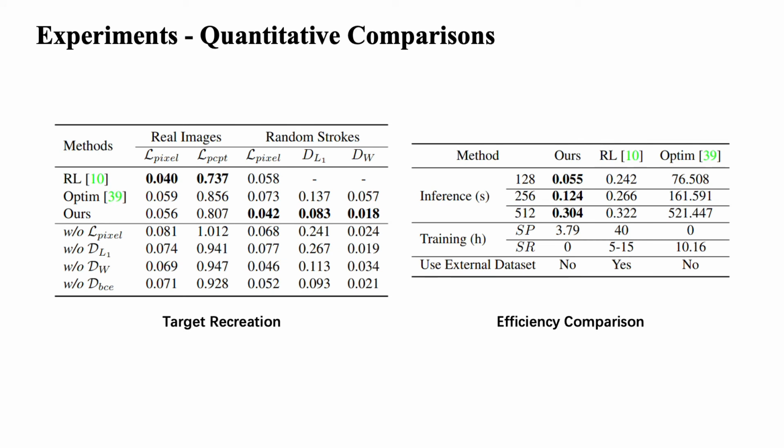The quantitative results on the left side also support the observation in the previous slide. In the efficiency analysis on the right side, our method enjoys the best inference and training efficiency. The inference is slightly faster than the RL baseline and significantly faster than the optimization baseline. The training takes less than 4 hours, which is more efficient than both baselines in terms of total training time. Moreover, our method does not require users to provide training images. Such a data-free manner makes it even more convenient.